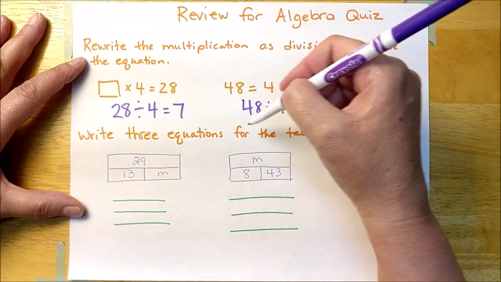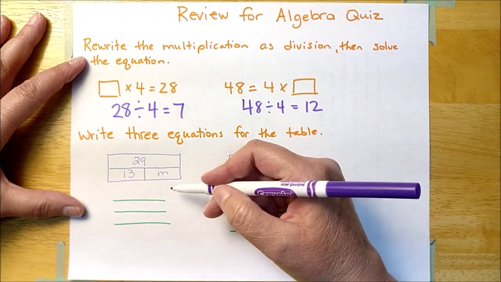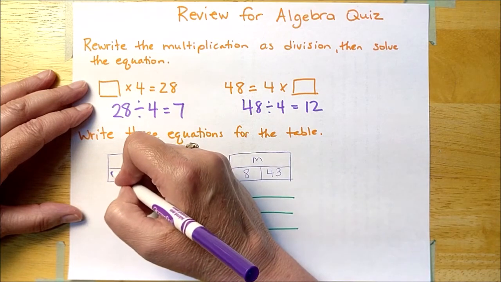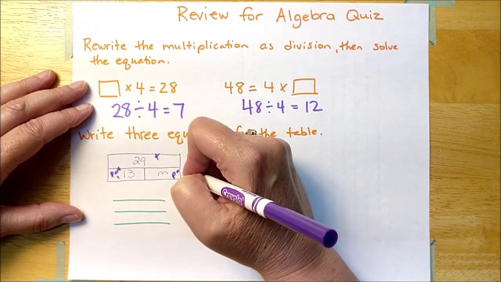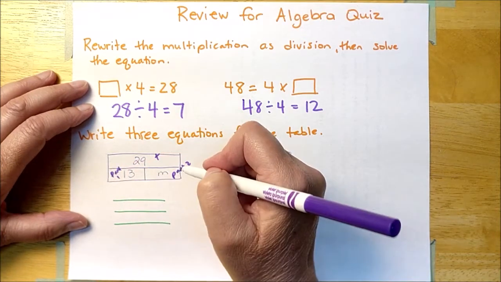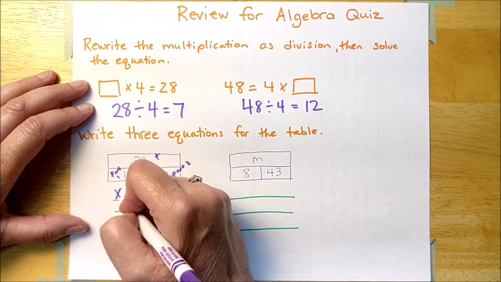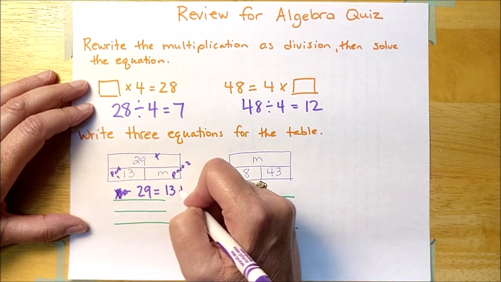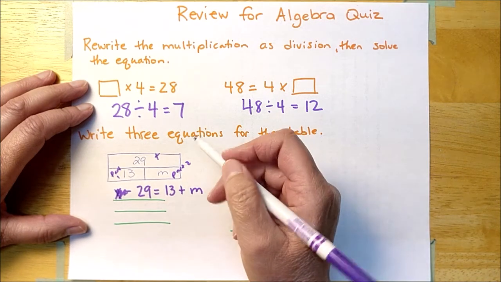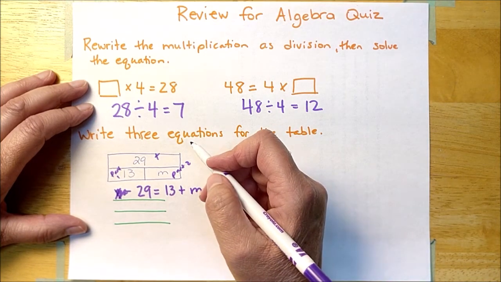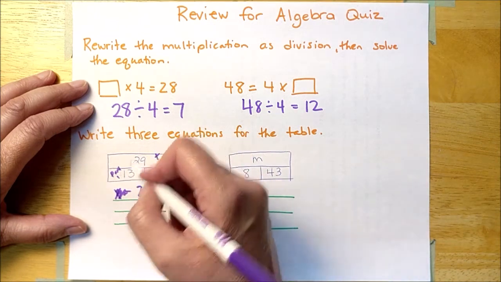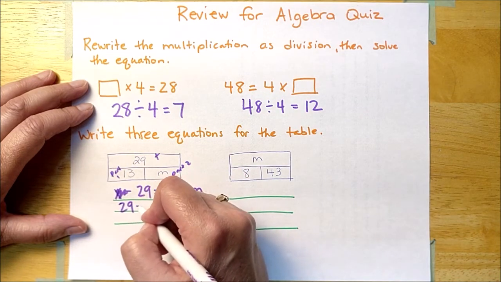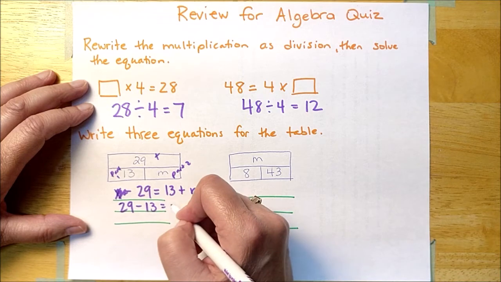Then it says write 3 equations for the table. So I need to come up with the 3 possible equations that I could make. Remember, this is my total. This is part 1 and this is part 2. So part 1 plus part 2 equals total. So total equals part 1 plus part 2. We could say that part 2 would be total minus part 1. So total minus part 1 equals part 2.